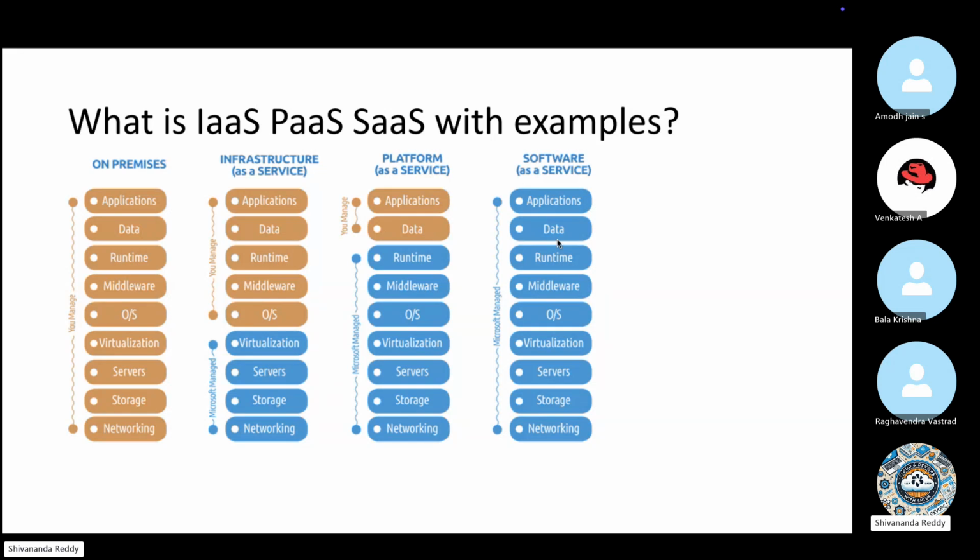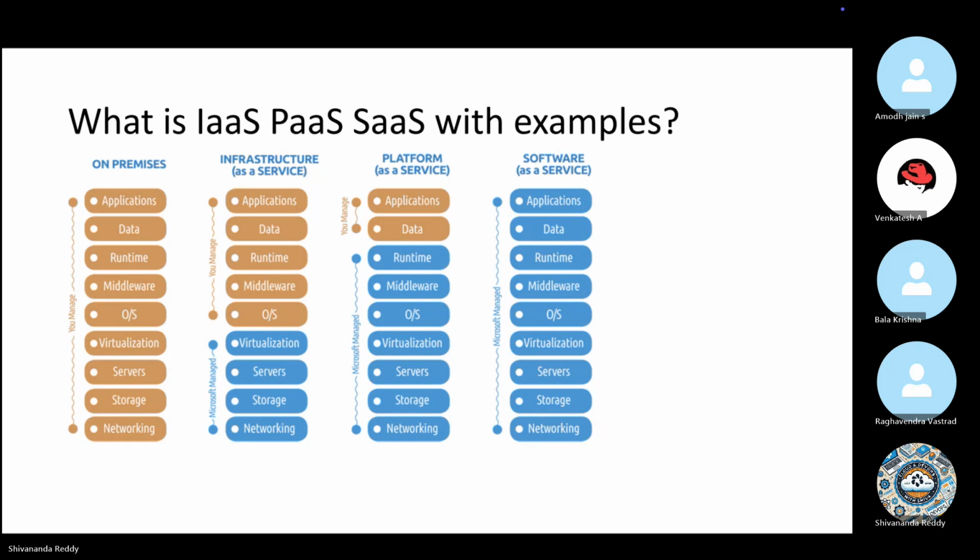Software as a service is completely managed by the cloud provider only. You don't need to manage anything. You just need to pay the rent. That's it. In every place you need to pay the rent: IaaS, PaaS, software as a service. But here there will be more cost, and this is quite less, because how you are managing the infrastructure, that based upon these services will be decided.